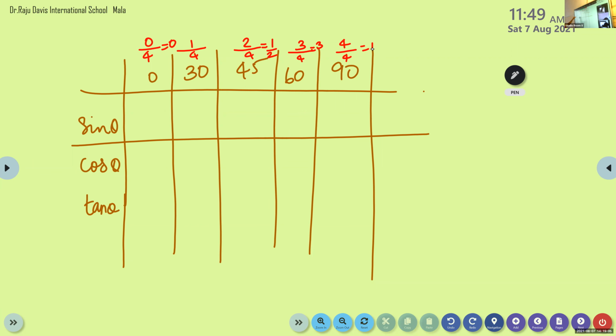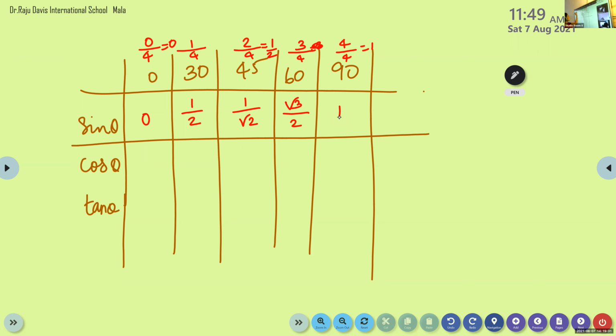Now for sine, listen children, you take the root of this number and write. What is root of 0? 0. What is root of 1 by 4? 1 by 2. You take the square root. What is square root of 1 by 2? 1 by root 2. What is square root of 3 by 4? Root 3 by 2. And this is 1.